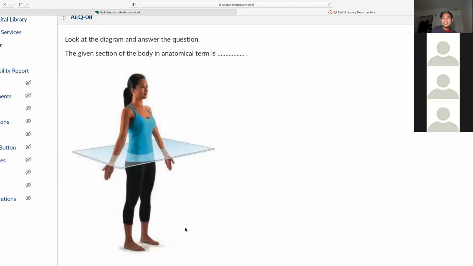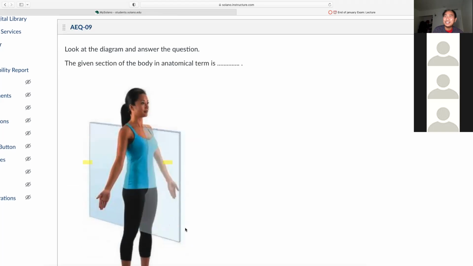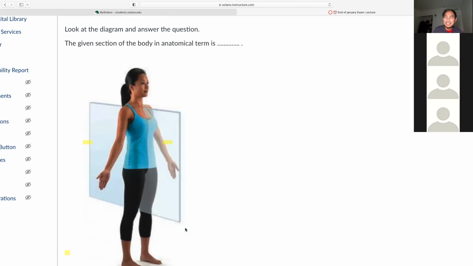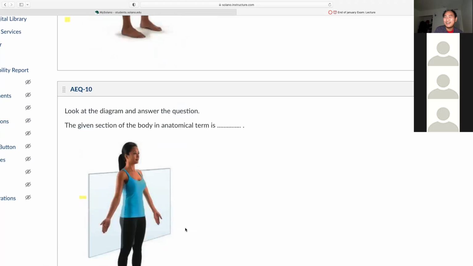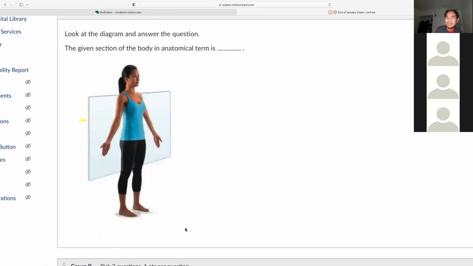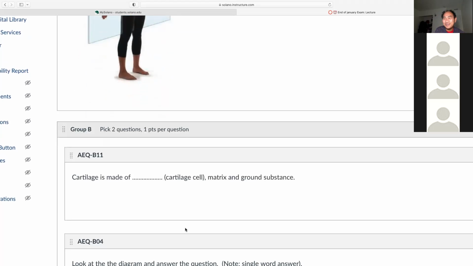This section is transverse or axial, isn't it? Transverse or axial. And this section is sagittal. That's right, okay, good. How about this? Coronal. Oh my God, no other answer.